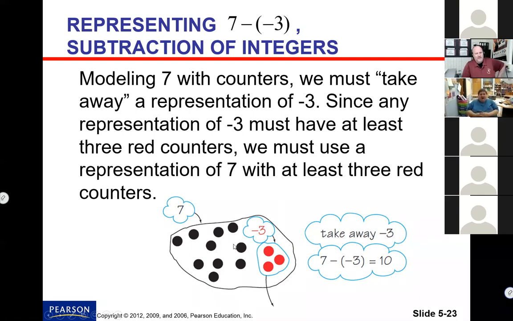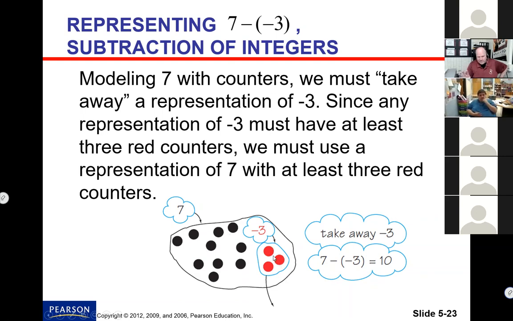So what it is, and when we do this activity at the end, it'll make sense because I'm going to get you to go step by step. So we must take away a representation of -3. Since it's the representation of -3, we have to have at least 3 red counters, right? But what happens is we need to be able to have the same number in black, right? So you have your 7 here, but we need the 3 extra ones to match the -3.